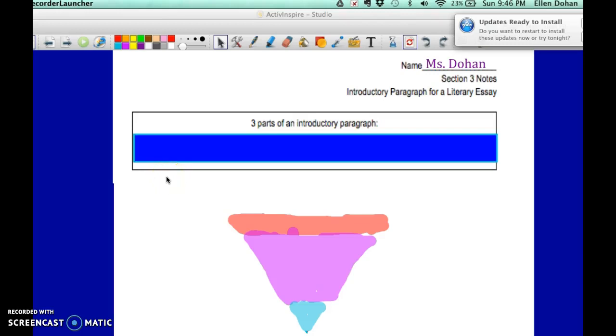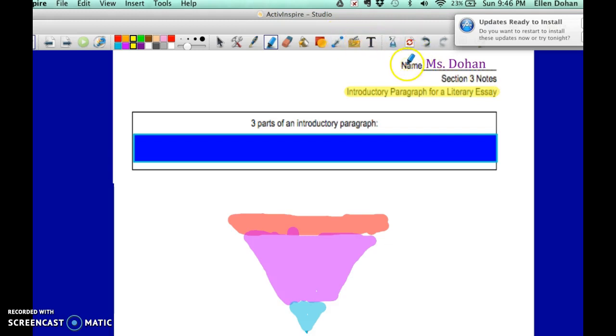Hi, 7th grade. Miss Dohan here to talk to you today about intro paragraphs, and specifically, as it says in the top right, intro paragraphs for a literary essay. And we are writing a literary essay, which means we're writing an essay about a story or a novel.